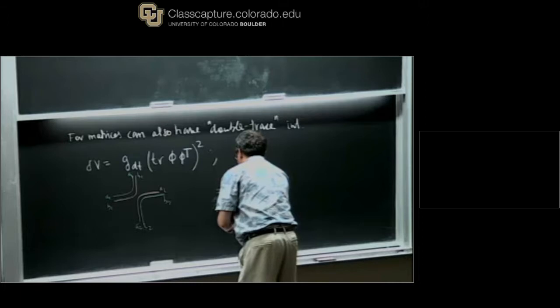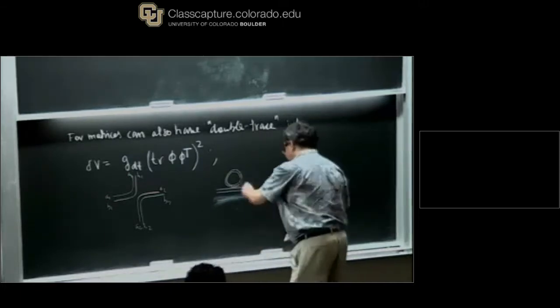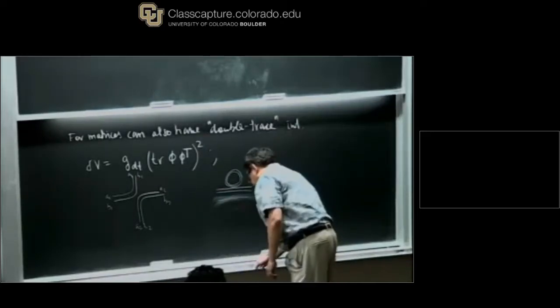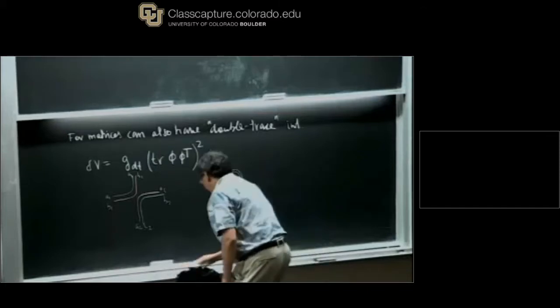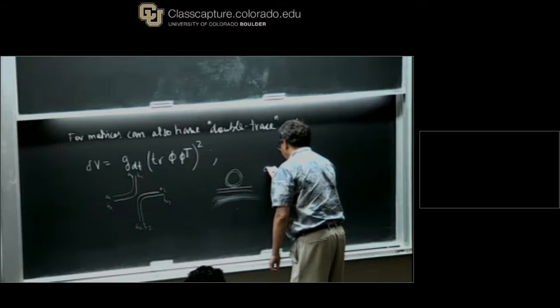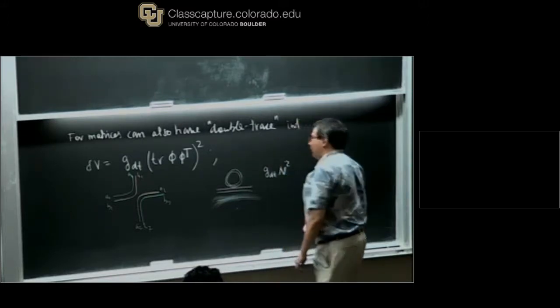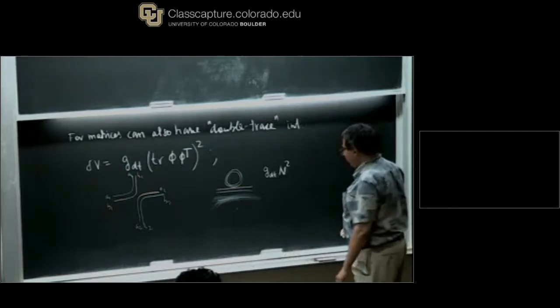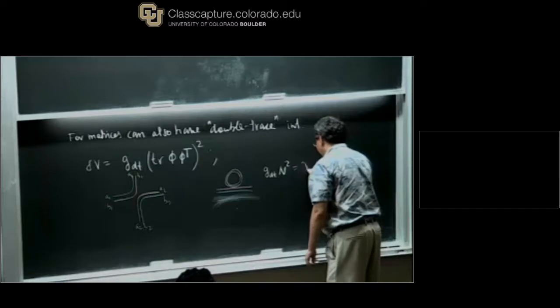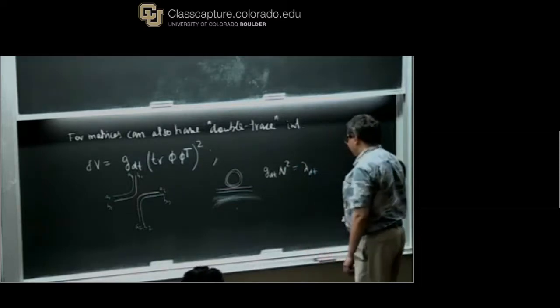But this is what the snail is going to look like. So now there are two index loops. So you basically will have that now this will contribute G double trace times N squared. So the only sensible limit is to keep this fixed. Call this lambda double trace. And now this is fixed in the large N limit.